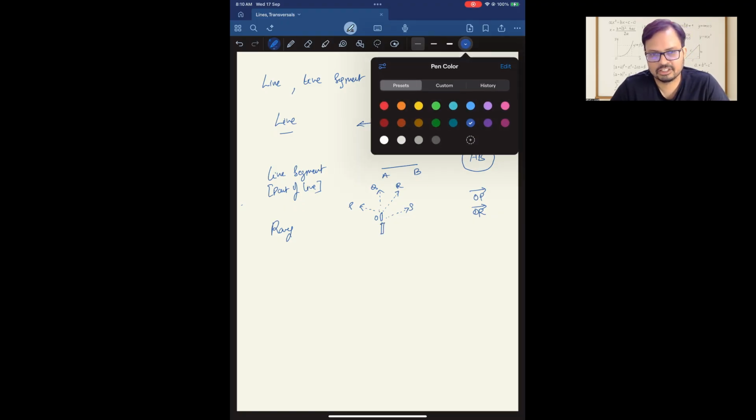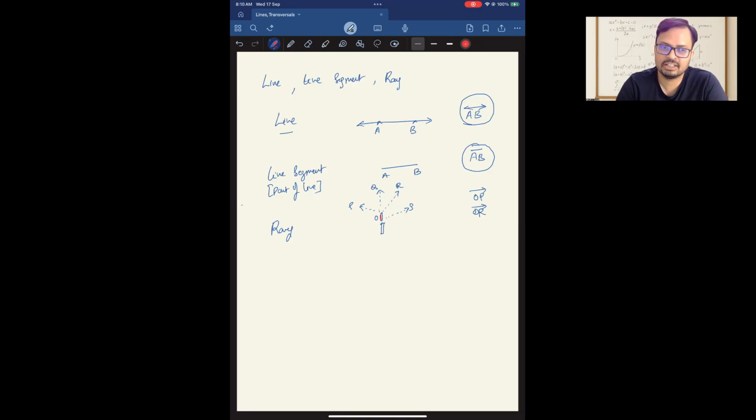Now, rays are something interesting, the third one. To understand a ray, you have to visualize a candle in a room, probably a dark room, and light emanating from it. In the picture, there is a candle and there is light emanating from it in all directions. So if you see the point of origin as O, OR, OQ, and OP are all rays.